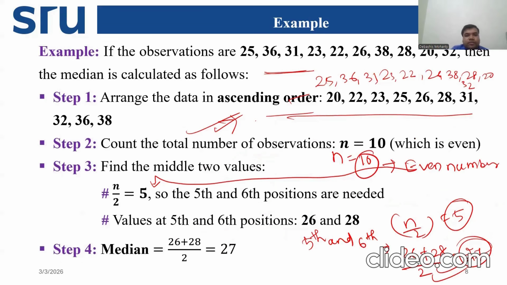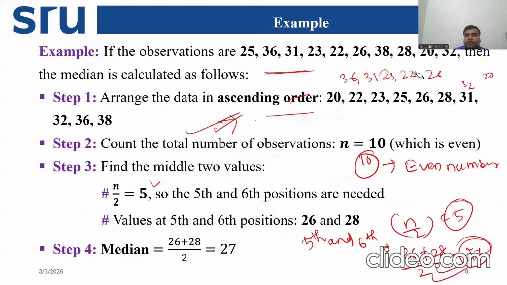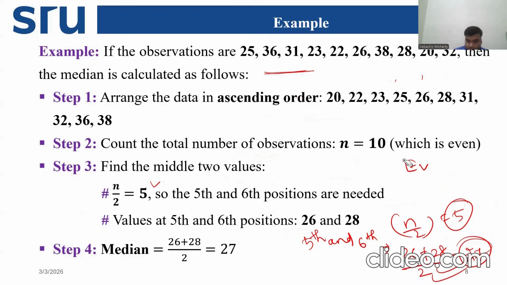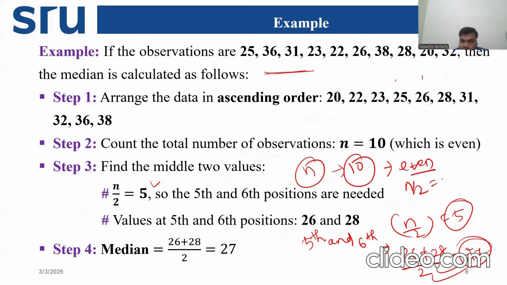And this example also we have discussed. So I am just recalling this. With this example, these values are given, and with these given values, the n value is 10. That is the number of observations. N value is 10. 10 means it is even or odd? It is an even number. So n by 2 is 5. 5 means we need to calculate the fifth position and sixth position.